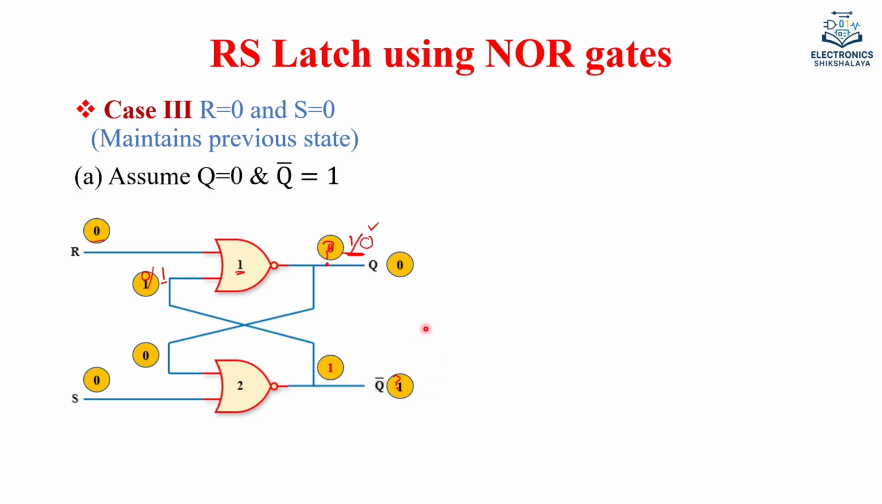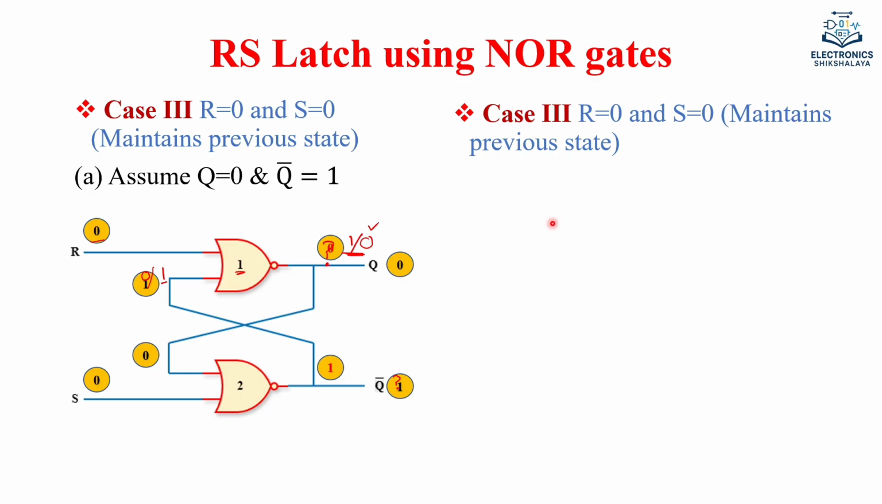Okay, so let us see our second assumption. The second assumption is the reverse one: Q equal to 1 and Q bar equal to 0. If both can be true, then only we can write that it is in the same state. So let us check our second case, that is Q equal to 1 and Q bar equal to 0.